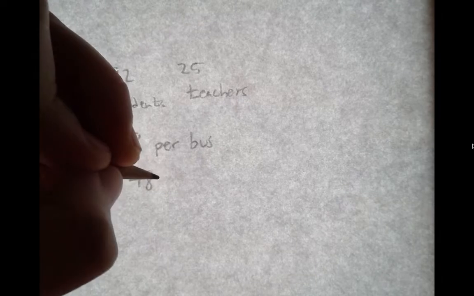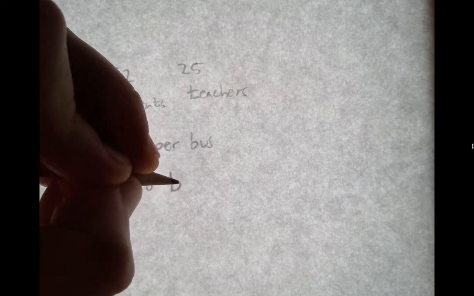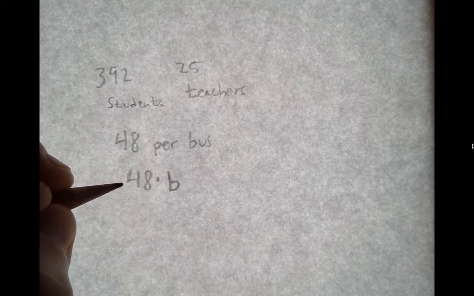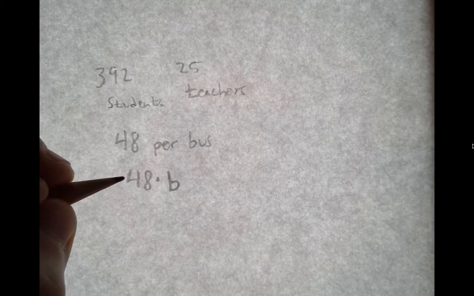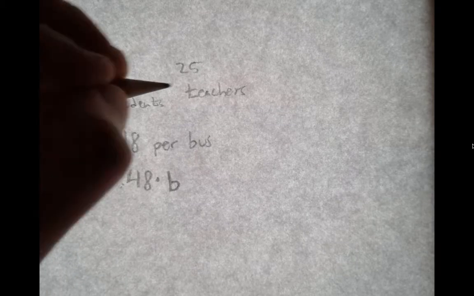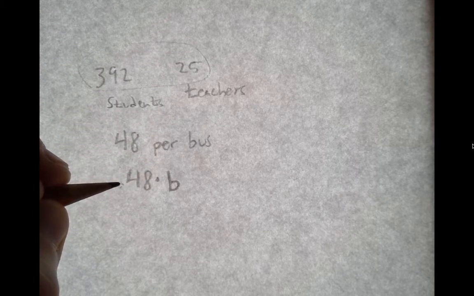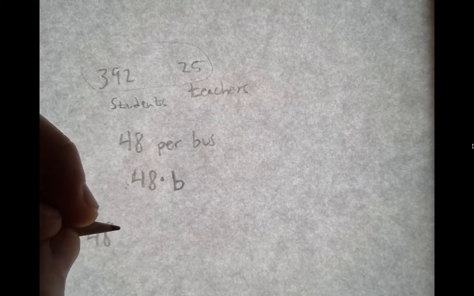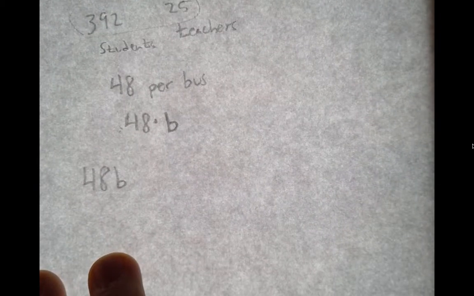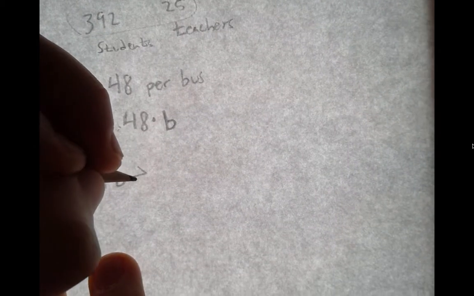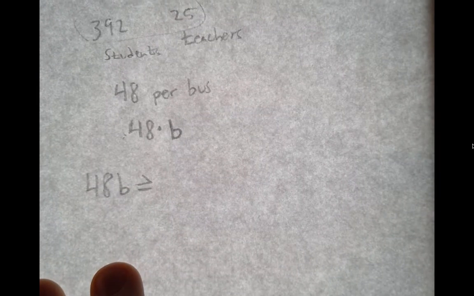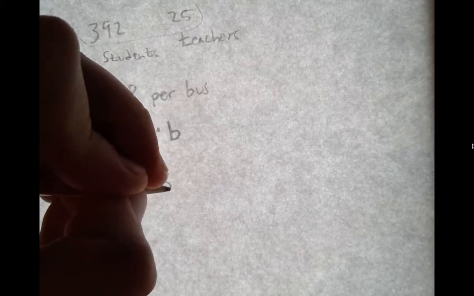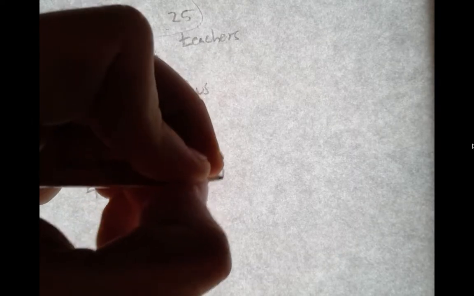48 times the number of buses. So 48 people per bus should be bigger than the number of people that I've got. I want to have more seats than I have people. So I'm going to say 48 times B should be greater than or equal to the number of total people, and the number of total people is going to be 392 students plus the 25 teachers.